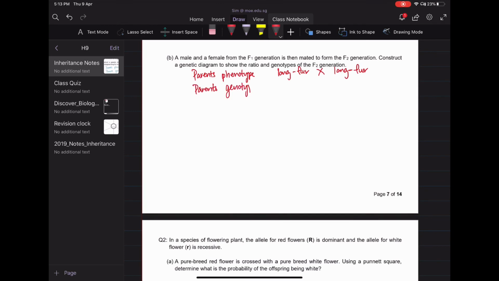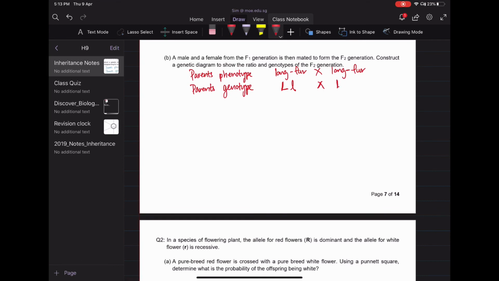As I've mentioned before, they are of the heterozygous genotype, so they should be a capital L with a small letter l, crossing with a capital L and a small letter l. What's next is to form the gametes, because from here you can derive what the gametes are. It's possible to get a capital L or small letter l gamete. It's possible to get a capital L gamete or small letter l gamete. These are what I call the gametes.